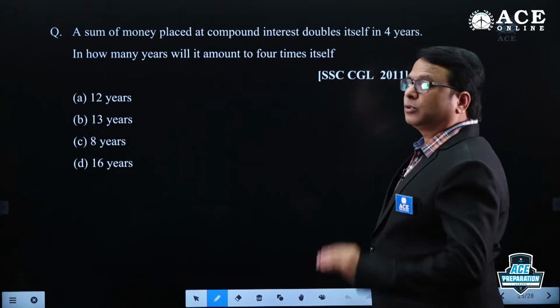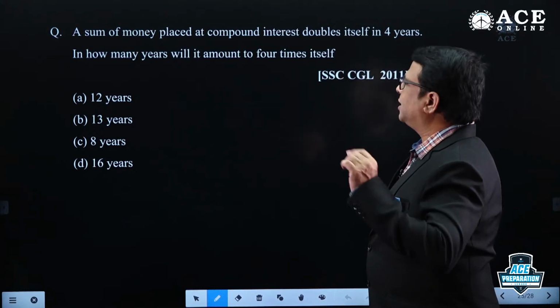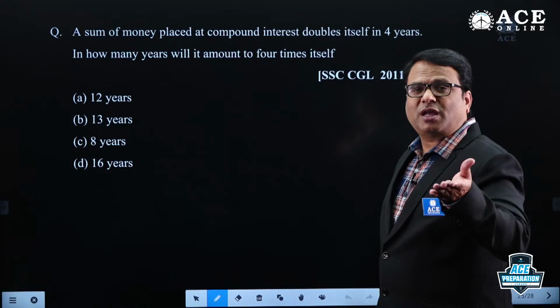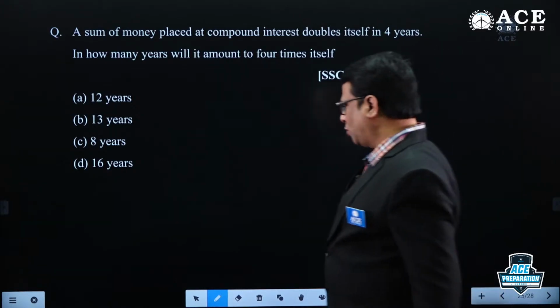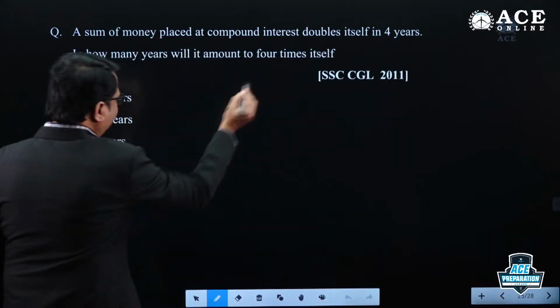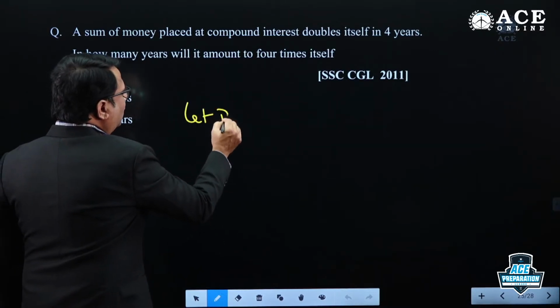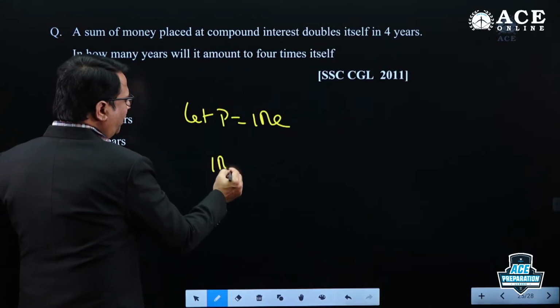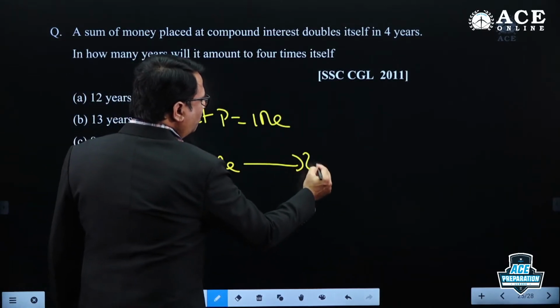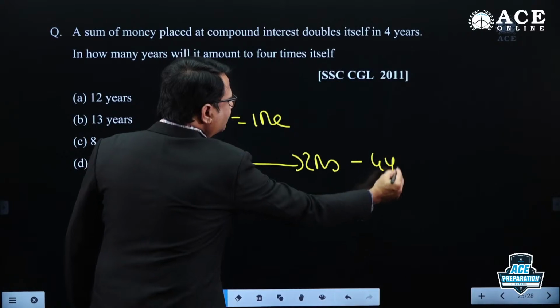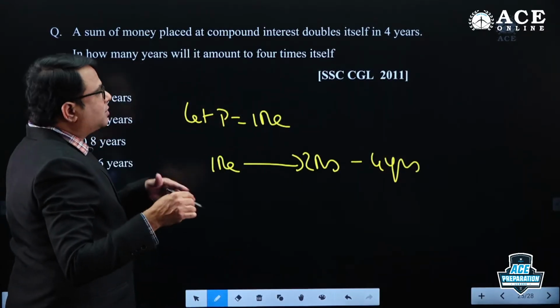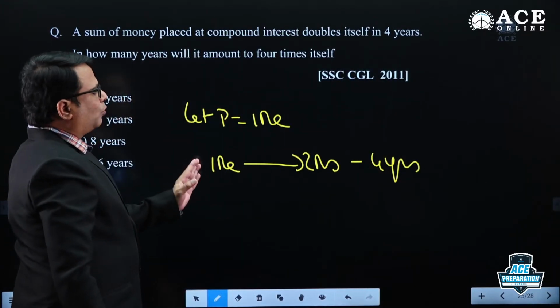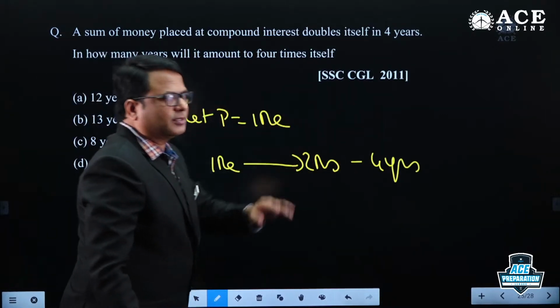To double itself, it takes 4 years. So to become 4 times itself, it will take how many years? So I assume the principal as 1 rupee. Let principal equal 1 rupee. Now 1 rupee becomes 2 rupees in 4 years, because it's clearly given it doubles itself in 4 years.